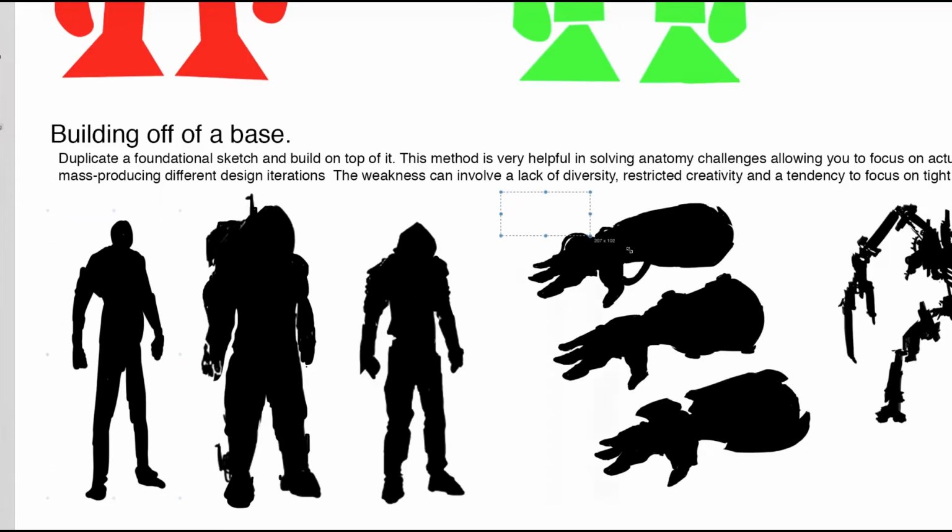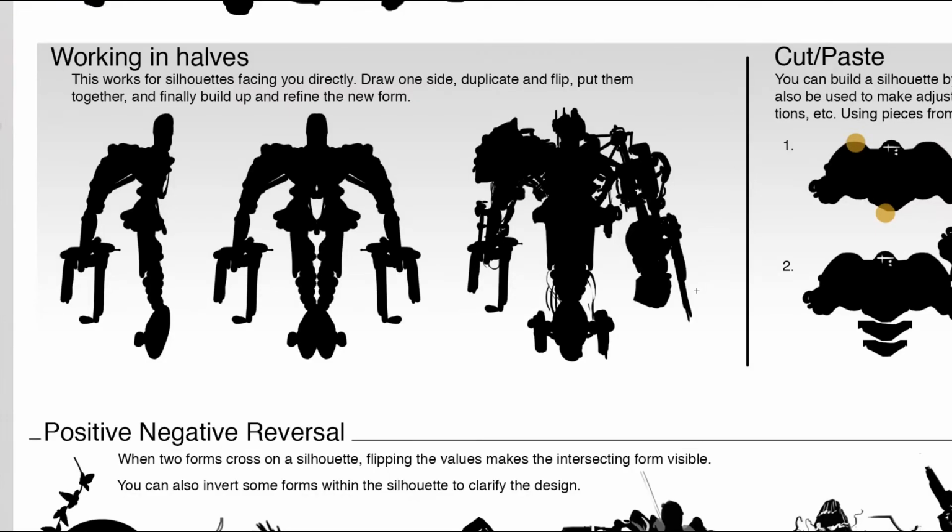What if you already have the overall anatomy broken down and your art director or your teacher or your client wants you to explore just multiple variations of that same thing? Well, just like you can see these gauntlets, working off of a base can be very, very helpful in achieving that and doing small variations of the same design. Working in halves. In my class, I call it working in halvesies.